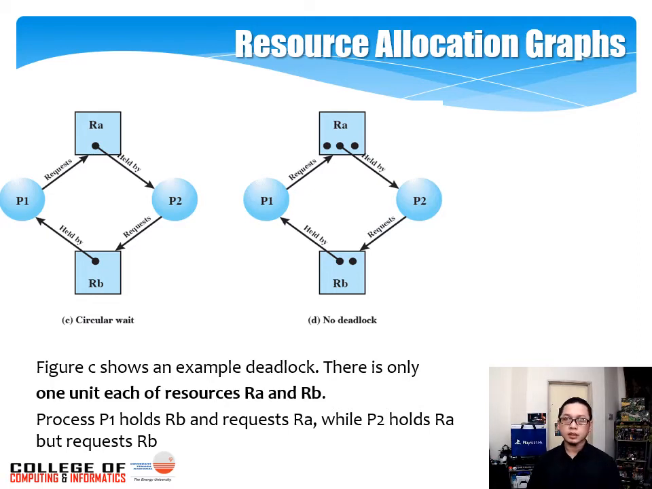So diagram C is depicting a situation of a deadlock, because a resource that is needed by one process is being held by another process. So C depicts a deadlock.